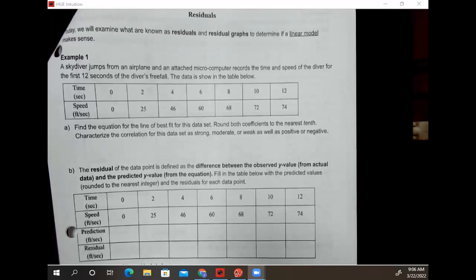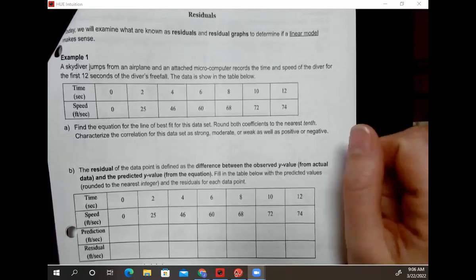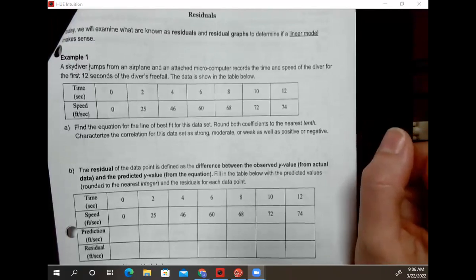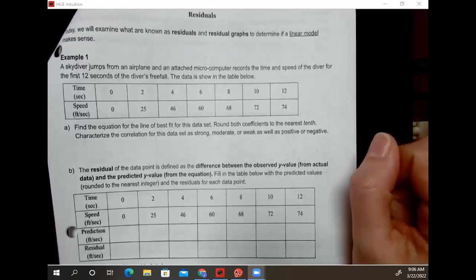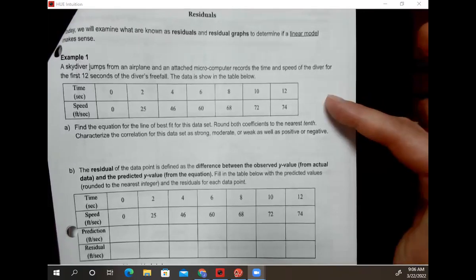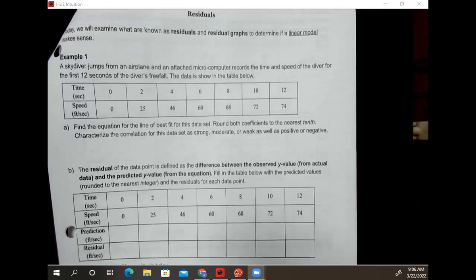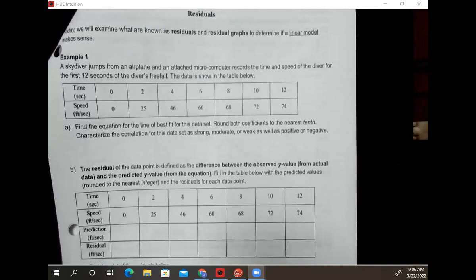So the first example that I have says a skydiver jumps from an airplane and an attached microcomputer records the time and speed of the diver for the first 12 seconds of his freefall. And we have that data listed for us in this table. The very first thing we're going to do is create a model for this information, the same way we did before. So I'm going to open up my calculator.